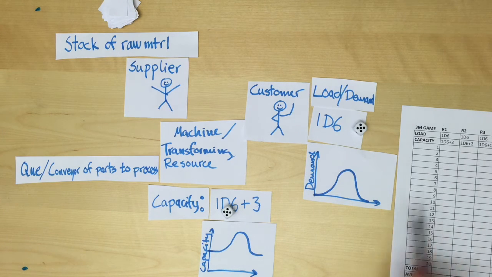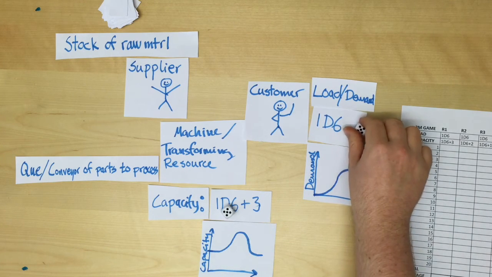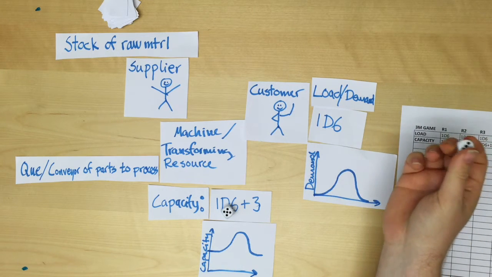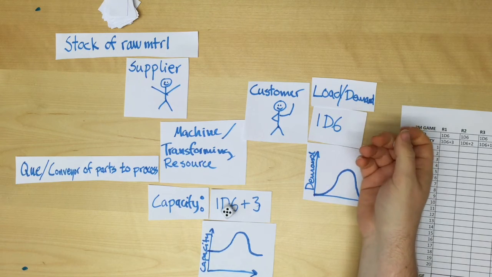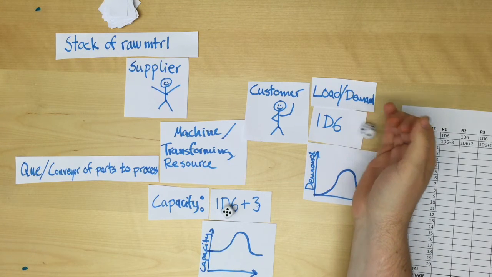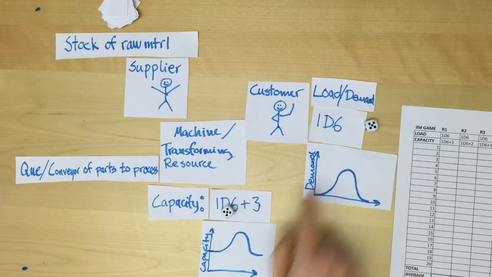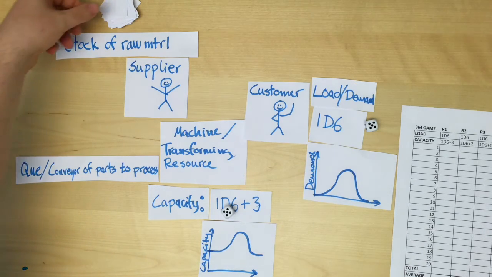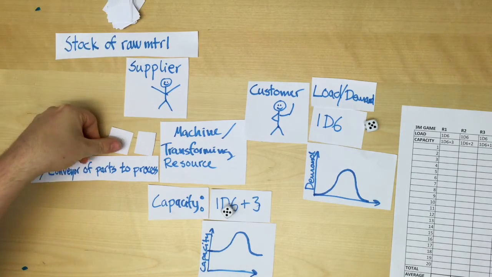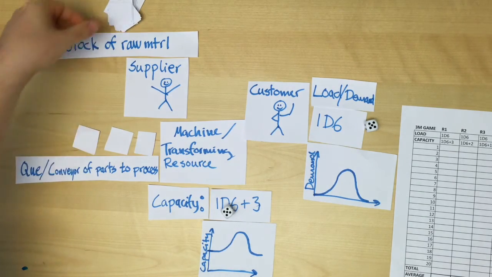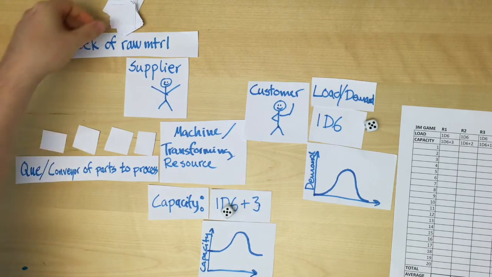So if we start with round 1, we can imagine that, okay, the customer will want some products. So let's see how many products the customer would want. So the customer wants 5 products. So from the stock we collect 5 products like this, and we place them in the queue.